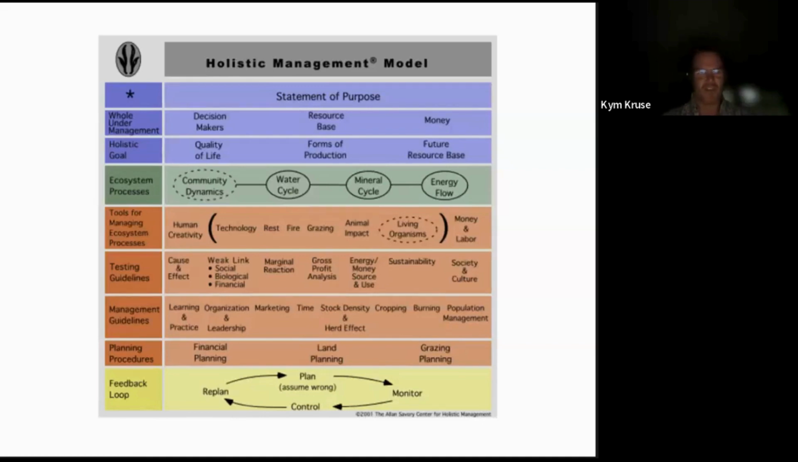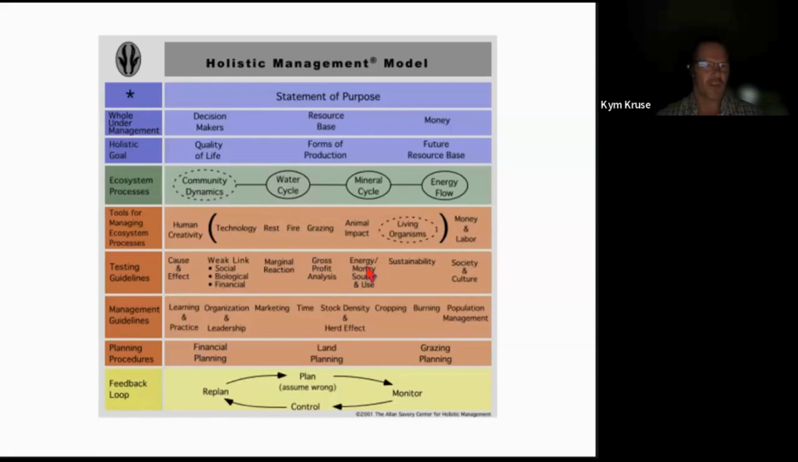Which way is it going to take us towards where we've said we want to go in our statement of purpose, or is it going to take us away? Sustainability: is it going to lead us towards where we said we want to go, or take us away from that? And then the last one, I think, is the most critical: society and culture. That's more of a gut feeling. How do you feel about the action?